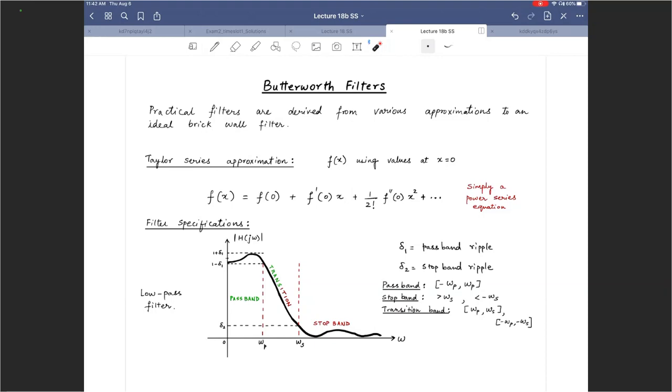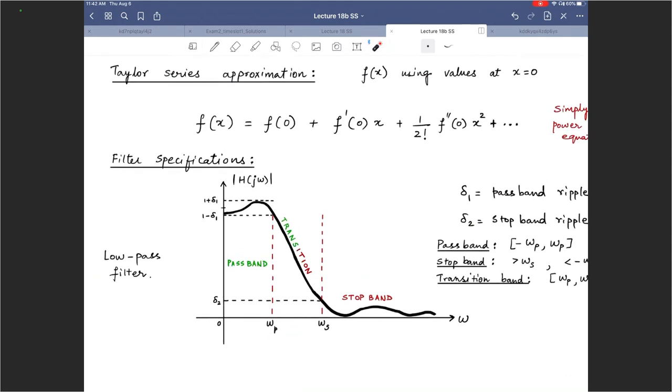So let's take a look at some filter specifications. This is a low pass filter, a very practical looking low pass filter, because it has a ripple in the pass band, it has a ripple in the stop band, and it has a transition. It is not going down to 0 immediately, right? The pass band is indicated in green because those frequencies are passing through. So any radian frequency between 0 and omega sub p goes through this filter. There is a transition band between omega sub p and omega sub s. Notice the color here transitioning from green to red.